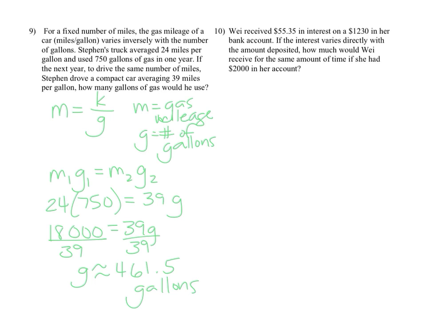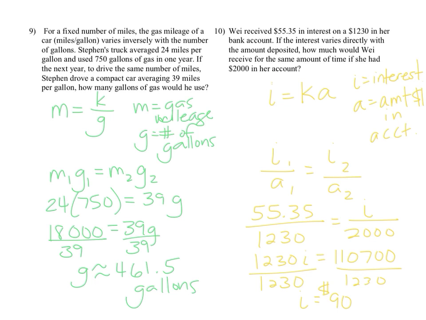Wei received $55.35 in interest on the $1,230 in her bank account. If the interest varies directly with the amount deposited, how much would Wei receive for the same amount of time if she had $2,000 in the account? All right, set it up, figure it out. Here comes an answer. So Wei probably should have had that $2,000 in her account. She would have walked away with $90 in interest is the final answer there.